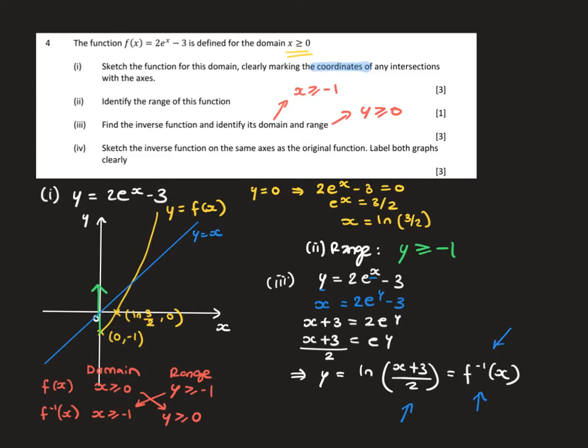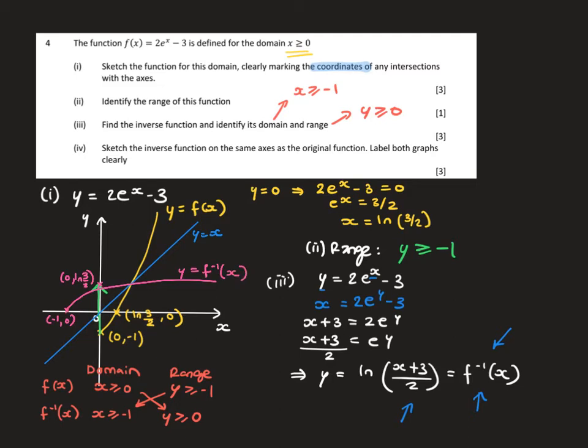So from the axes, we know that the coordinates are reflected, so 0, -1 is going to become -1, 0 on the inverse function, and ln 3 over 2, 0 is going to become 0, ln 3 over 2 on the y-axis. And our graph is going to look like this. And you can see that in pink here, y equals f minus 1 of x.